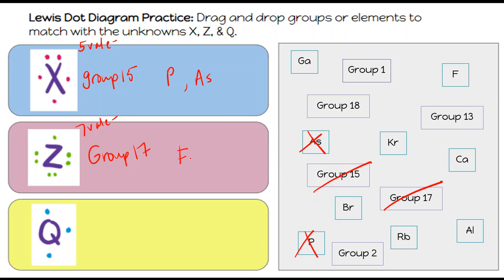Good. Fluorine and bromine. They fit in that category. So I'm going to cross those off. Cross these ones off, so I'm not going to use those choices. They're already used. Now Q. What group is Q going to come from? Group 13, 3 valence electrons. Very good. Group 13. So cross that one off. What are my group 13 elements up here that I would sort over?